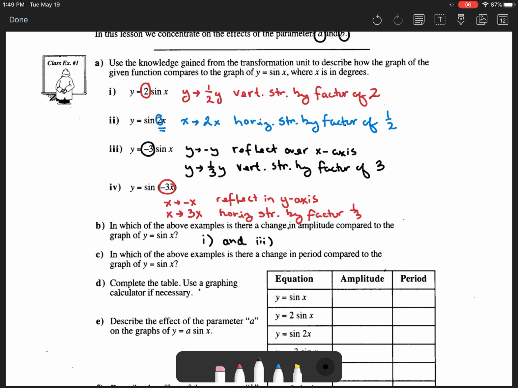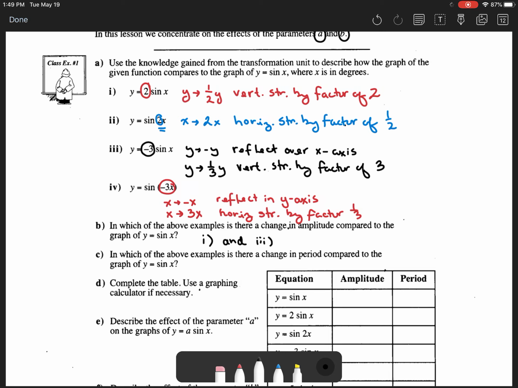Remember, sine and cosine go from max values of 1 to minimum values of -1 normally. When I stretch those, those max and min values are altered, or the distance between the max and the min values is altered. C says, in which of the above examples is there a change in period length?